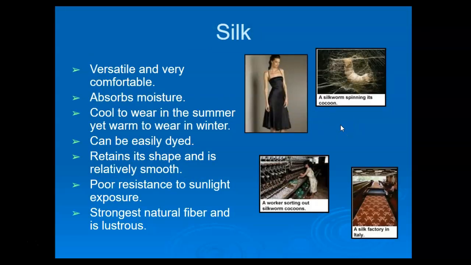Silk is versatile and very comfortable. It absorbs moisture. It's cool to wear in the summer, yet it's also warm in the winter. It can be dyed easily. It retains its shape and is relatively smooth, has poor resistance to sunlight exposure, and it's the strongest natural fiber and very lustrous. Lustrous meaning shiny.